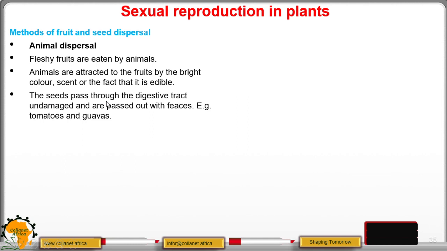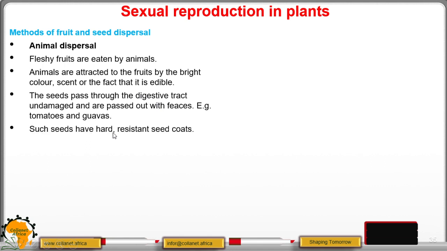The seeds pass through the digestive tract undamaged and are passed out with feces. For example, the seeds of tomatoes and guavas. So the seed coats are not digested. The seed coats of these seeds are hard and cannot be digested by the digestive enzymes in the tract.